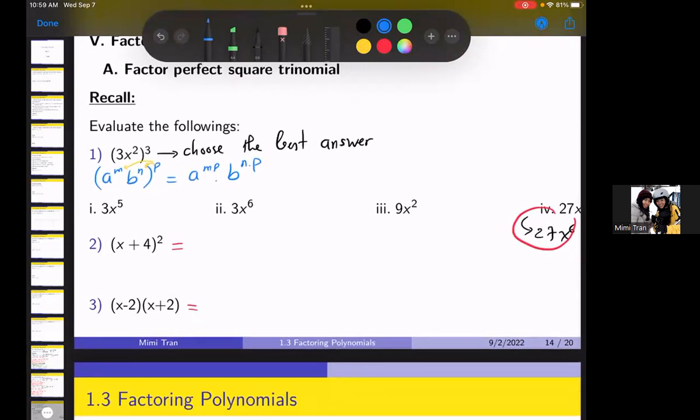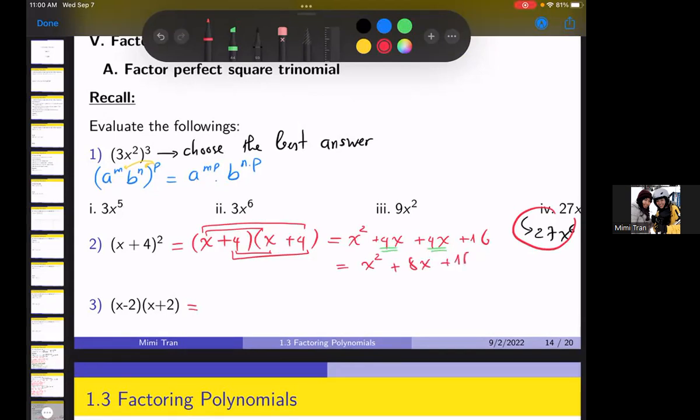For the second one, all you do is just FOIL it. Right? How do I FOIL it? I write it out twice, right? So x plus 4 times x plus 4, and then you FOIL it. So I got x squared, I got 4x, and then 4 times x is 4x, another 4x, and then 4 times 4 is 16. So x squared, combine like terms, plus 8x plus 16.